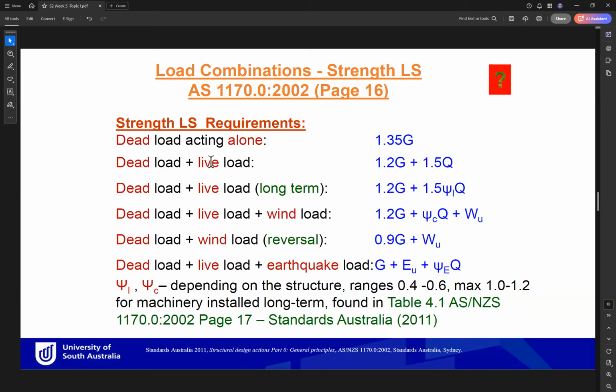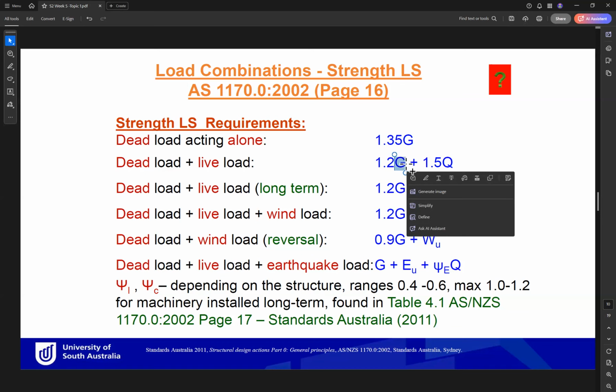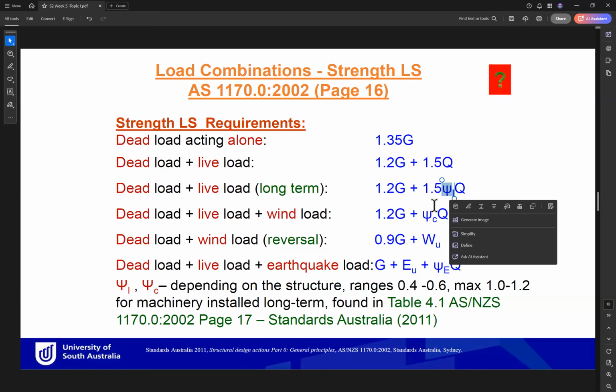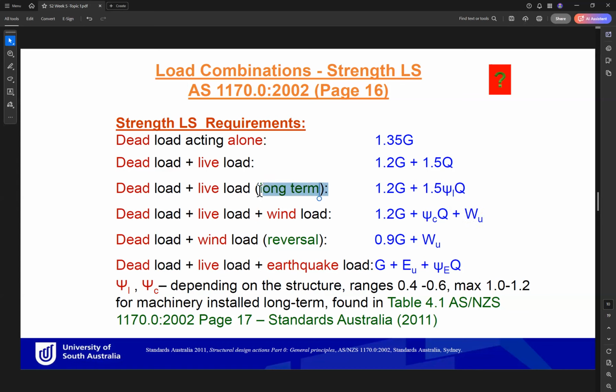If we have dead load and live load, we have 1.2 of G, the dead load, and 1.5 of the live load Q. For loads that stay for the long term on the building, and for some cases like timber, when long-term loading causes other problems like creeping and shrinkage, we have 1.2 G plus 1.5 psi L Q. This factor is to account for the long-term application of the load.